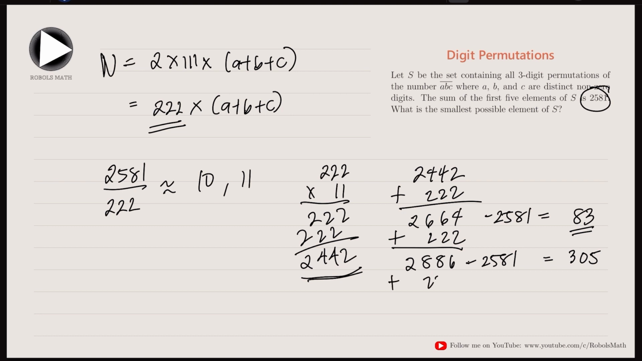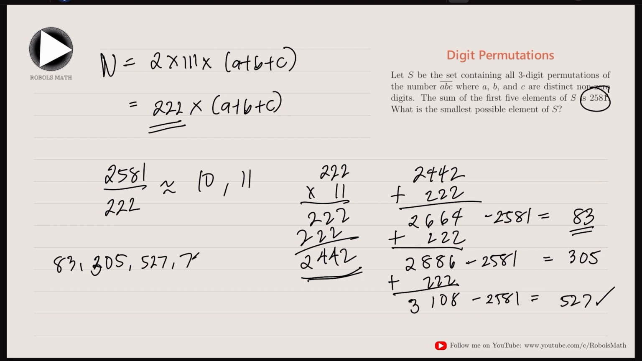So again, we add 222. We get here 3108 minus 2581. We get here 527. And this is possible because it does not have a zero and all the digits are distinct. So this is a possibility. So I leave it up to you to check the rest. But the complete list is 83, 305, 527, and then 749, and then 971.